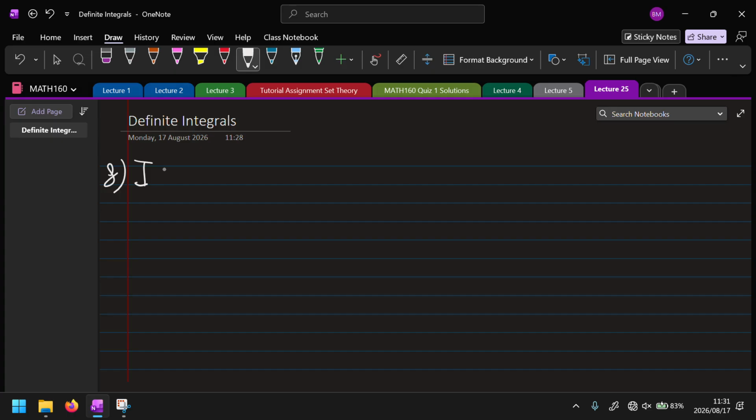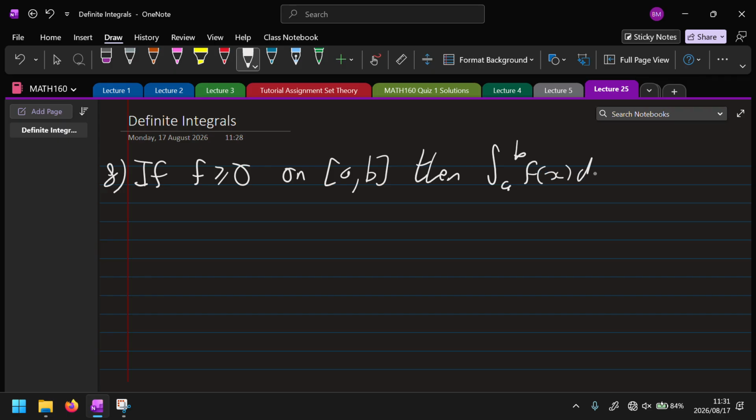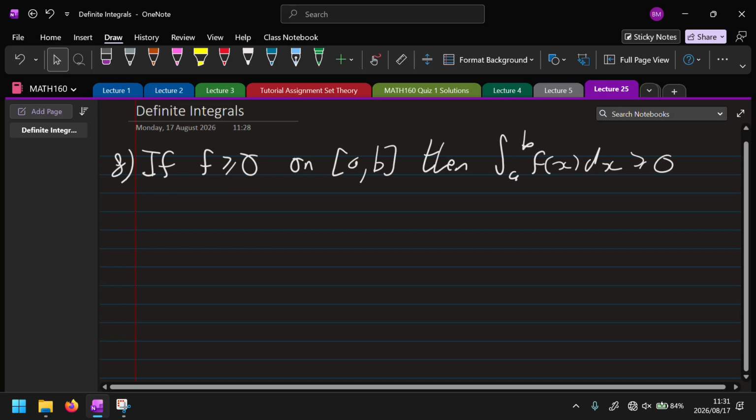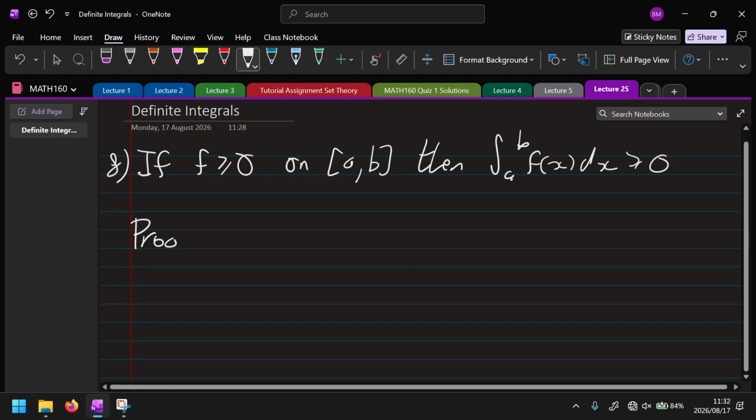Okay, so property number 8: if f is greater than or equal to 0 on the closed interval [a, b], then the integral from a to b of f of x dx is also greater than or equal to 0. And I said last time, we can do exactly the same thing for f less than or equal to 0. So we just swap the less than or equal to on that side, and then the same on the other. So the proof's exactly the same, you're just swapping the sign. Okay, so let's go through the proof.